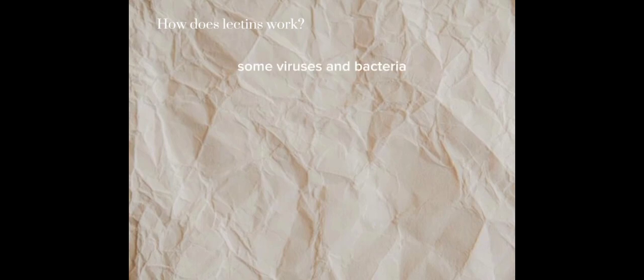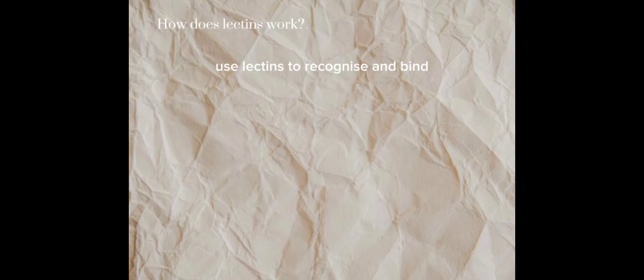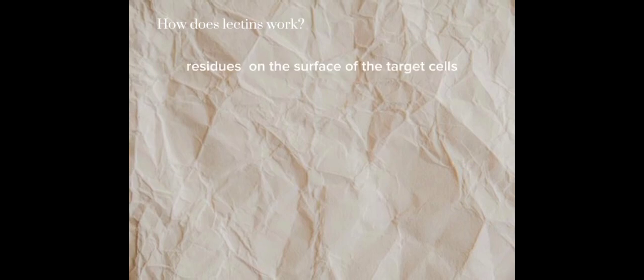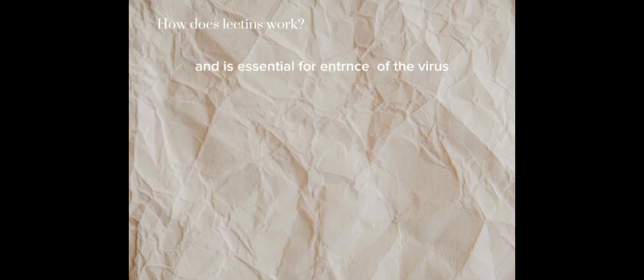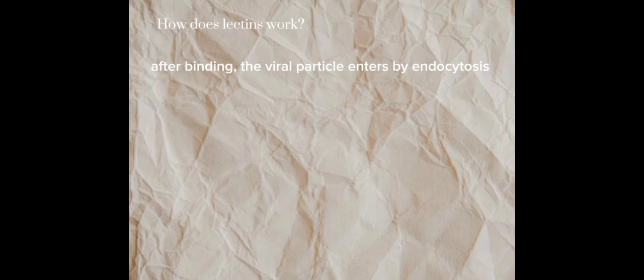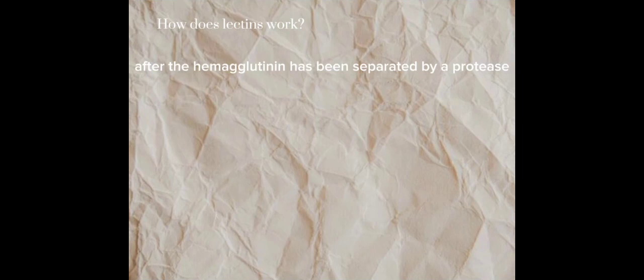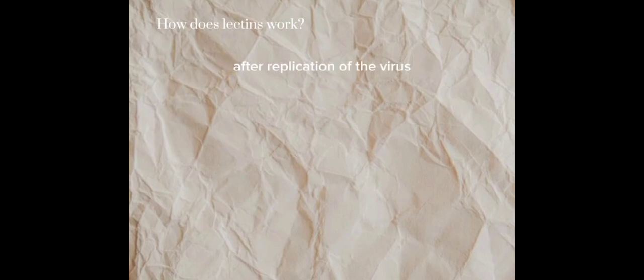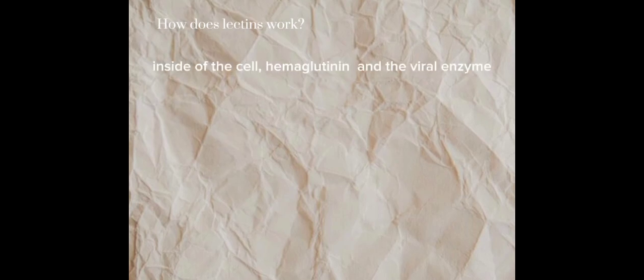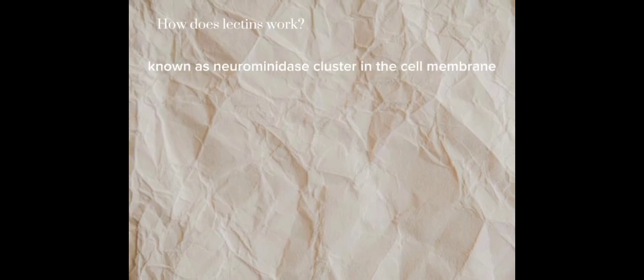Some viruses and bacteria use lectins to recognize and bind specific carbohydrate residues on the surface of the target cells. The flu virus, for example, carries a lectin known as hemagglutinin that binds to sialic acid and is essential for entrance of the virus into the target cells. After binding, the viral particle enters by endocytosis after the hemagglutinin has been cleaved by a protease, meaning proteins break into small pieces.